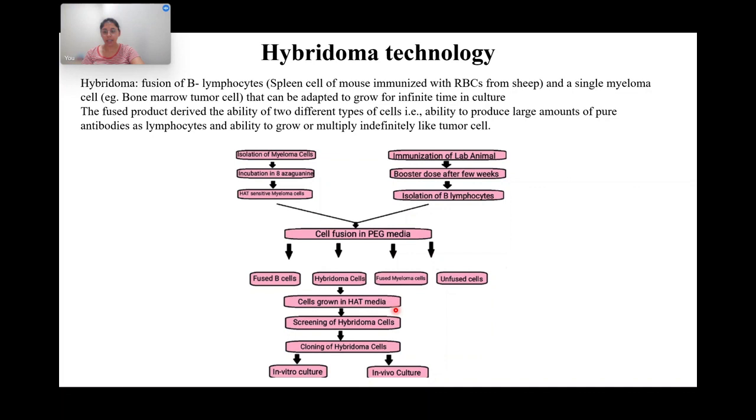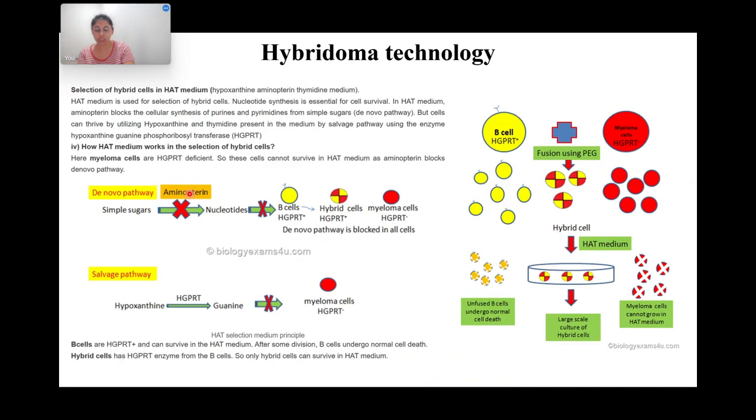Now, if in your media you have given aminopterin, this procedure where they can use simple sugar to give, because you will give sugar in your cells, in your media, for sure. But if you give aminopterin, this de novo pathway of using the sugar to produce nucleotide is inhibited. So any cell which is grown in aminopterin media with sugar will not be able to produce the nucleotides. First, we'll know this much.